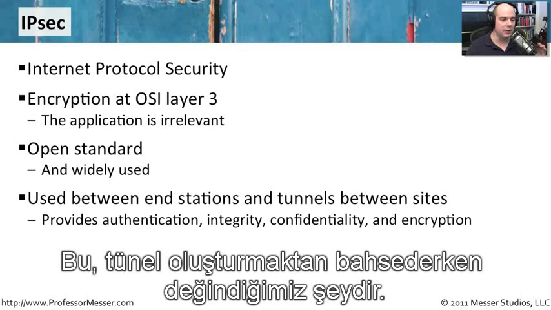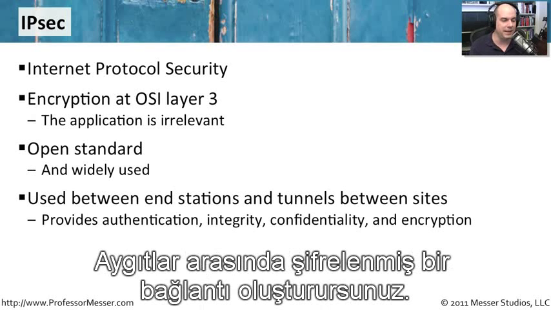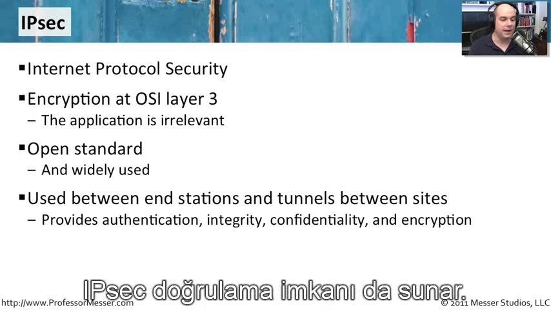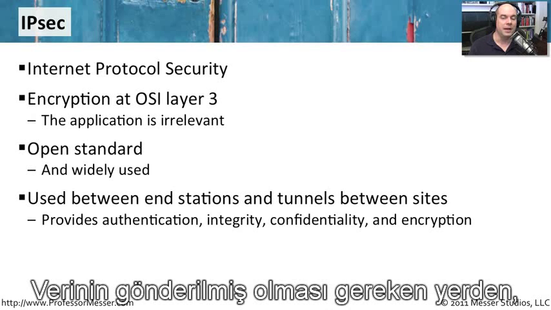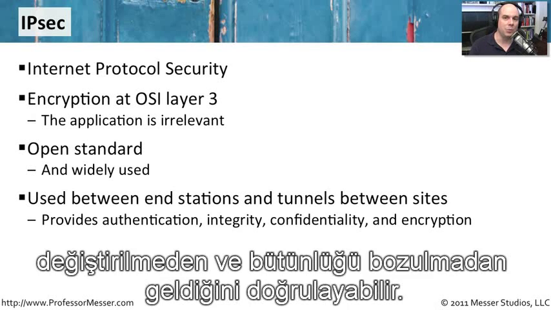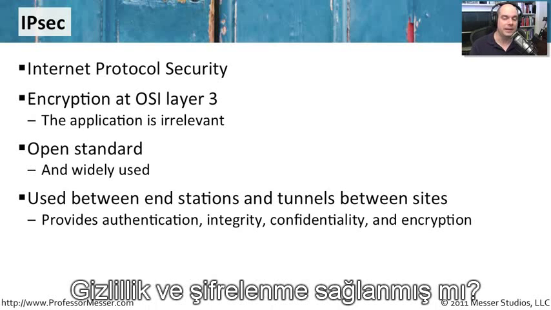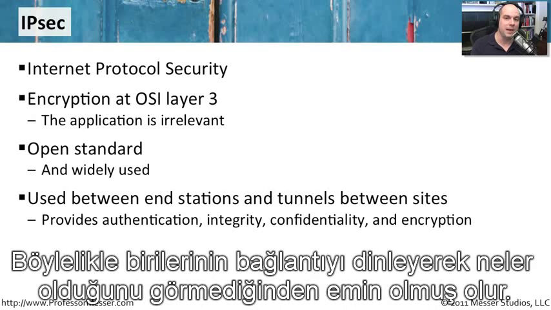This is usually something where you're talking about bringing up a tunnel. You're creating an encrypted link between devices, and IPsec is going to provide authentication. It's going to make sure that the data is getting to and from where it's being sent in one piece and nobody's changing it, with integrity. Confidentiality is there in encryption, so we can make sure that nobody's able to tap into this link and see what's inside of those connections.